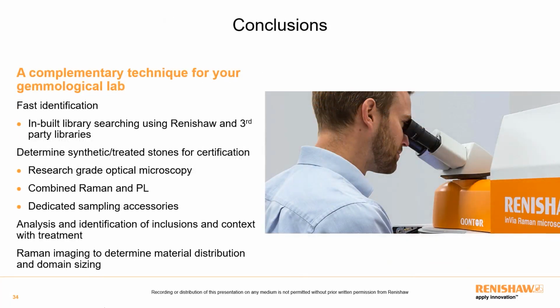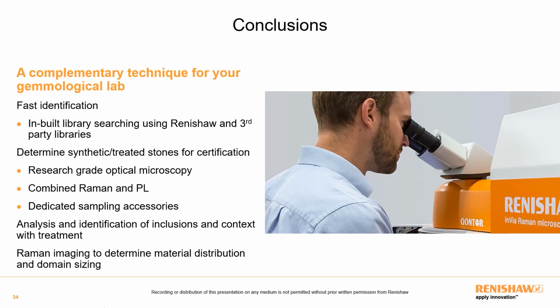So we've really seen the ability of Raman microscopy to produce detailed and objective chemical information, and how this can be used for simple material identification using established or user-created libraries. The combination of optical microscopy with Raman and PL supports the investigation of stones, which may have been treated or modified. This is a key requirement for certification and is a fast process to support high throughput needs.